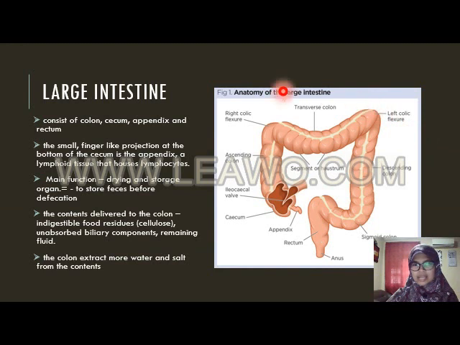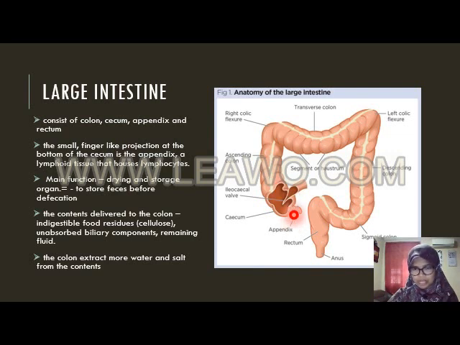So this is the large intestine, the colon. Imagine this is the end of the ileum of the small intestine. The first part is the cecum, and then the ascending colon, transverse colon, descending colon, sigmoid colon, rectum, and also the anus. So the large intestine consists of the colon, cecum, appendix, and rectum.